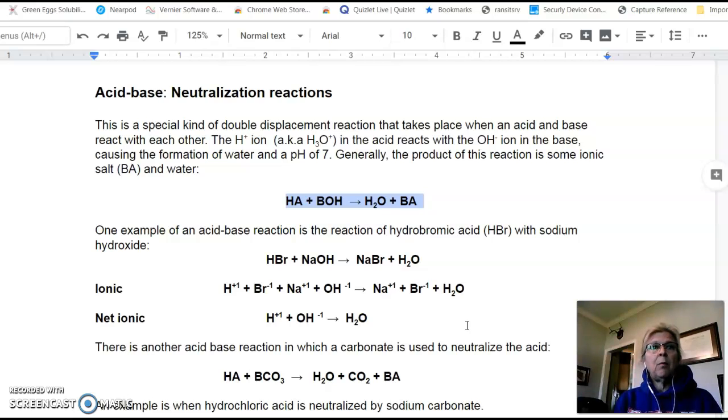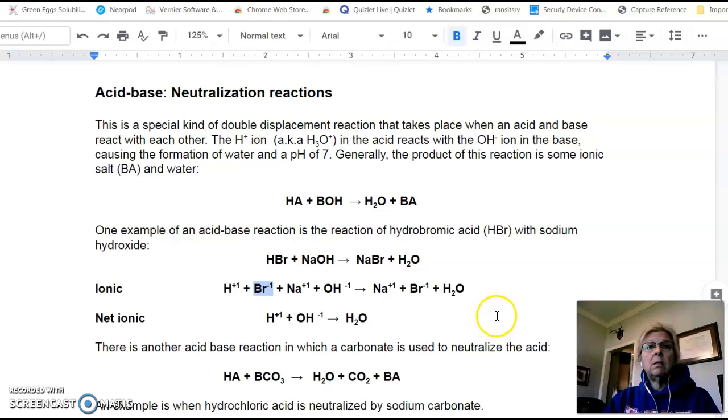When we do this, we end up with H1 plus, Br1 minus, Na1 plus, and OH1 minus. And on the opposite side of the arrow, we end up with Na1 plus and Br1 minus. One of the things that you're going to notice is that in the net ionic equation, the Na and the Br are both taken out. And that is because the Na and the Br are both spectator ions. You notice that they do not change from the left to the right side of the equation. So those are called spectator ions.